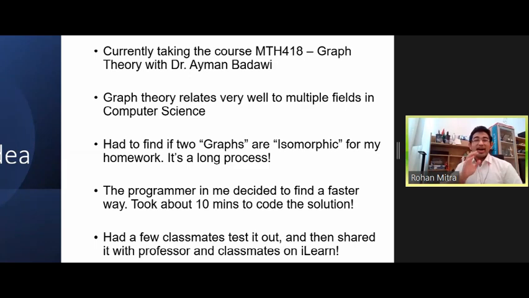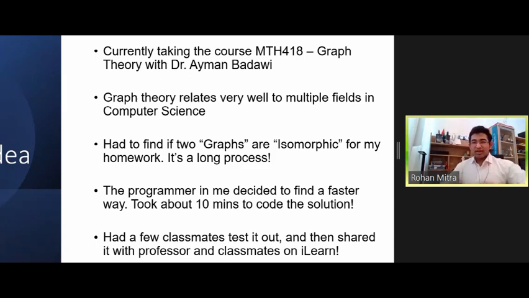I had a couple of my classmates test it out. Some of my classmates who knew coding very well and who are taking this course with me, I asked them to test it out just to check that it's not only working for me, but it's a little more generalized. Once they confirmed it, I shared it with my professor, Dr. Ayman Badawi, who's, I believe, here with us today, and who shared it on iLearn to all my classmates who are taking graph theory. So they're able to use it and find a lot of different ideas and concepts relating to isomorphisms of graphs.